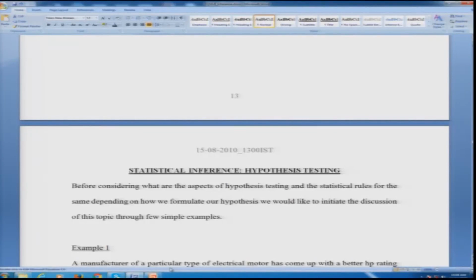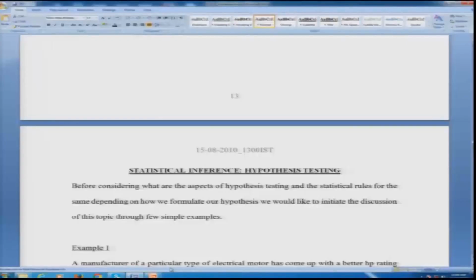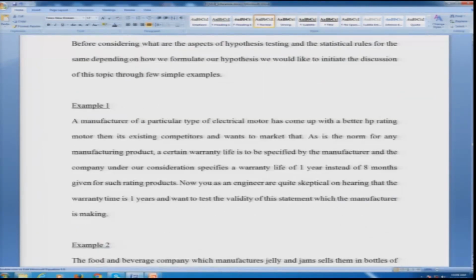Before considering what the aspects of hypothesis testing are, I will read a few things and share 4 different example scenarios. That will make things much easier for you to appreciate as we proceed. Before considering the aspects of hypothesis testing and the statistical rules for it, depending on how we formulate a hypothesis, we would like to initiate the discussion of this topic through a few very simple examples. So, what are those examples? Let us go one by one.